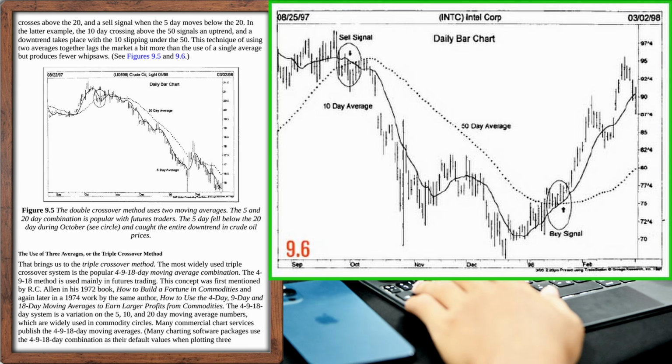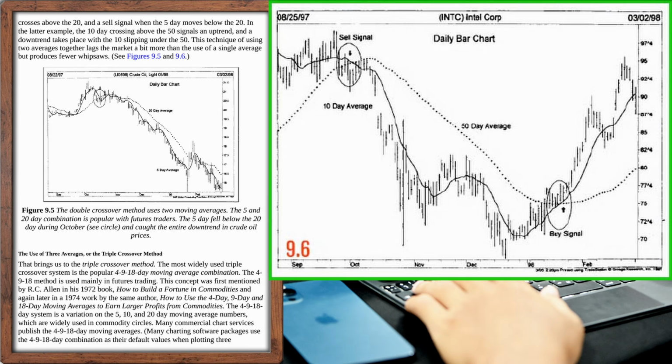This concept was first mentioned by R.C. Allen in his 1972 book, How to Build a Fortune in Commodities, and again later in a 1974 work by the same author, How to Use the 4-day, 9-day, and 18-day Moving Averages to Earn Larger Profits from Commodities.